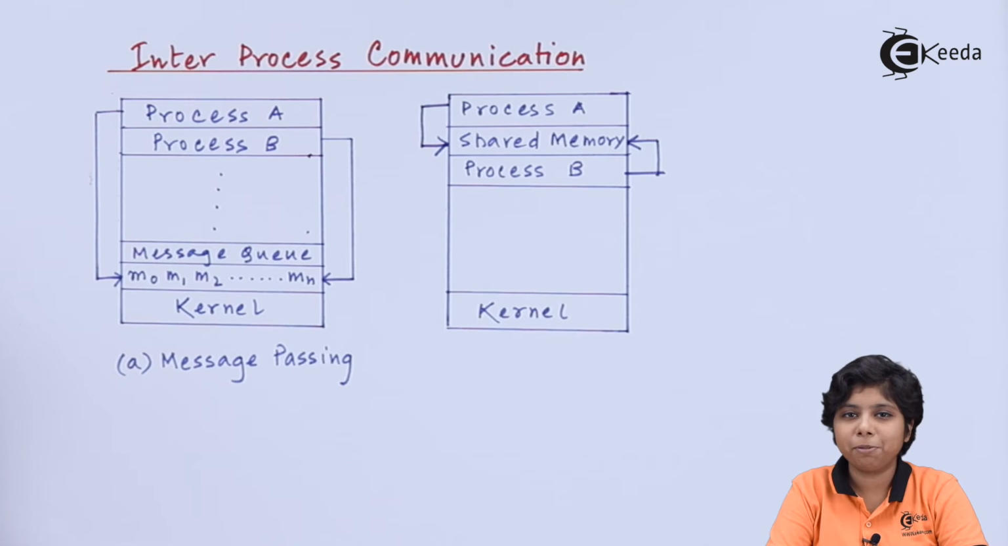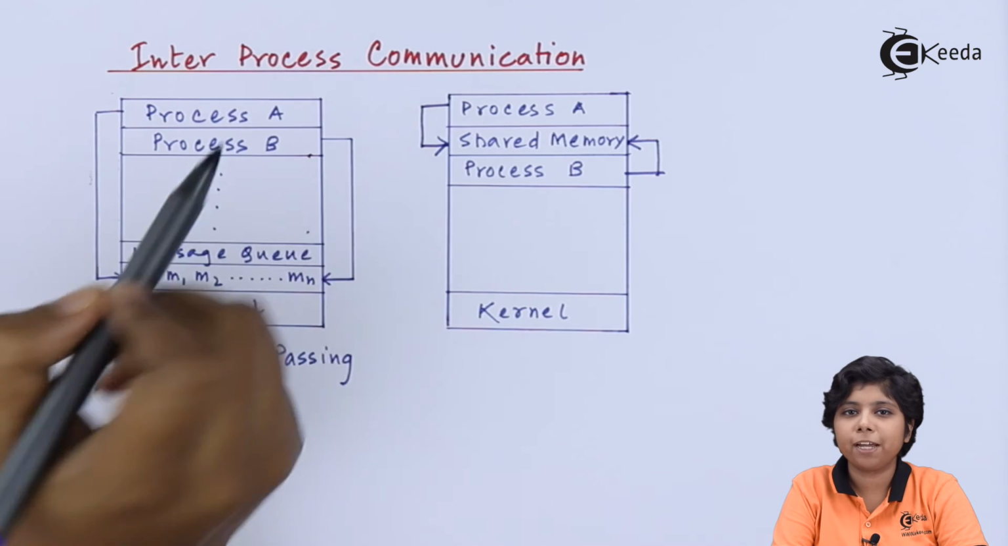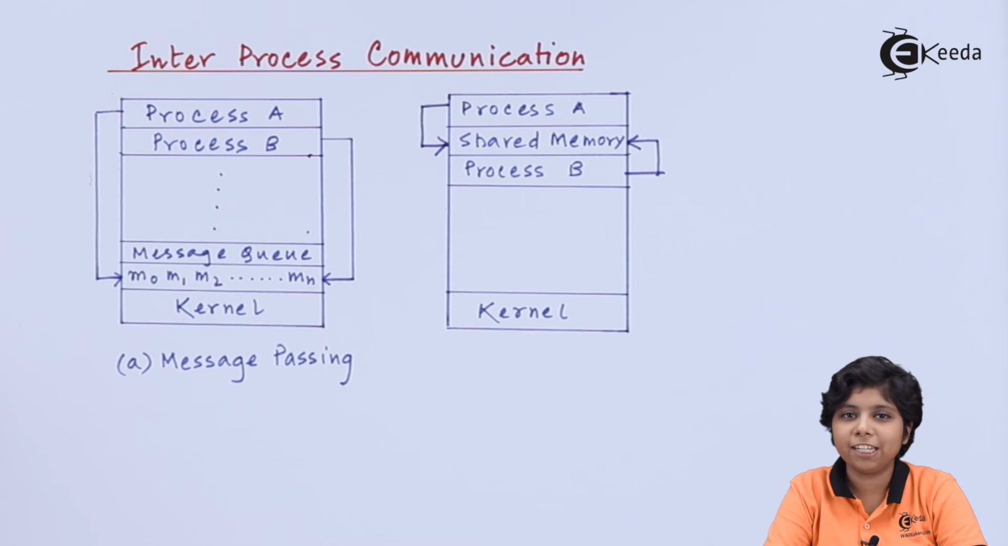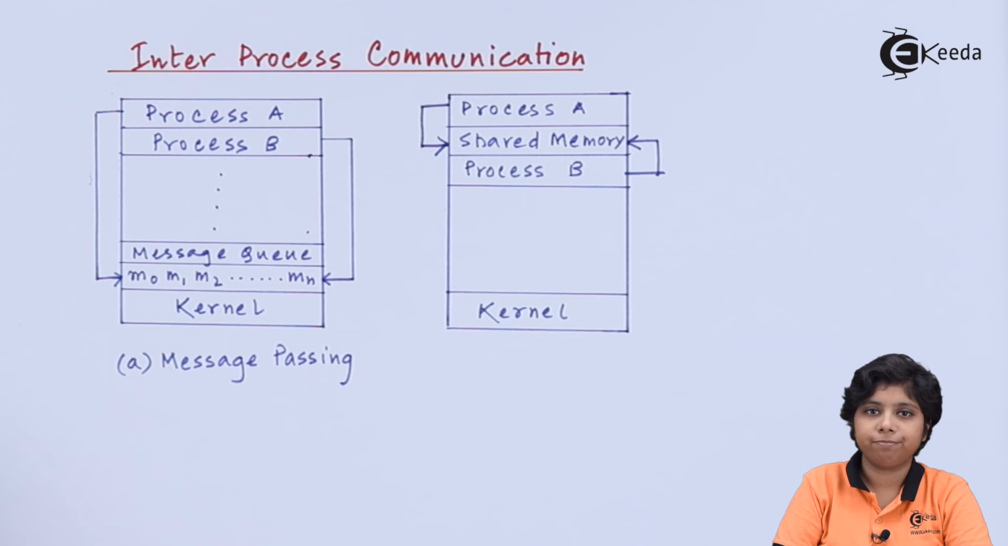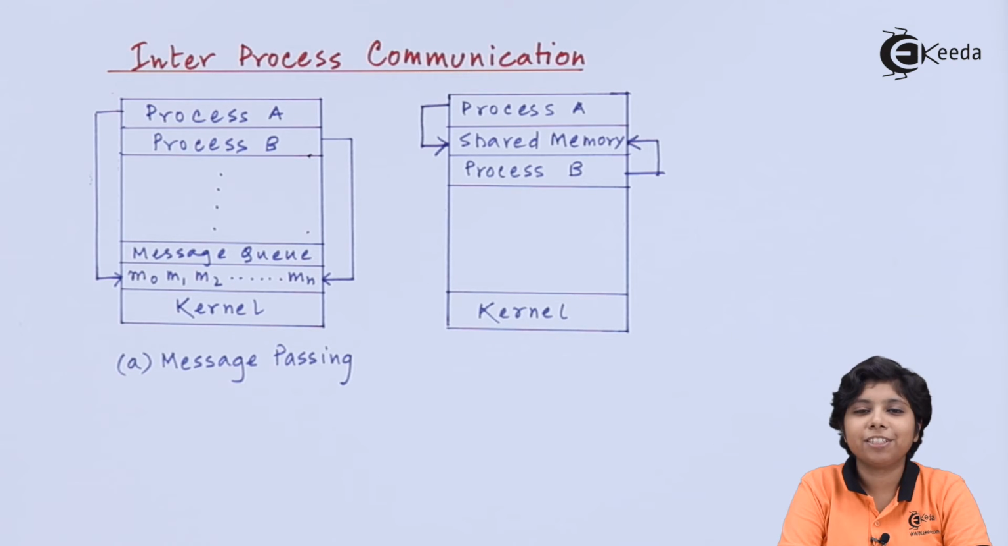Here in the shared memory section, process A and process B are both communicating. First, the shared memory area in the process memory system is established, then the processes can read and write into the shared memory section to exchange information between them. And the kernel is residing in a separate section for the shared memory model.